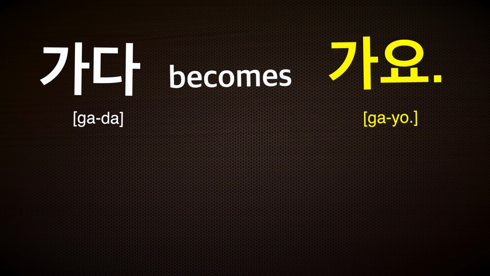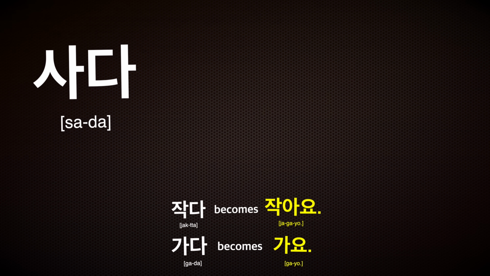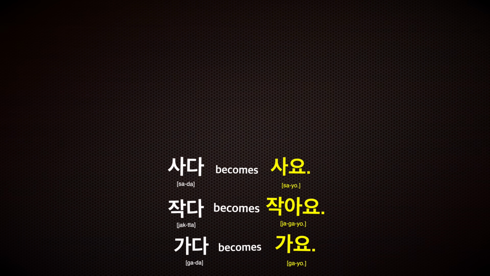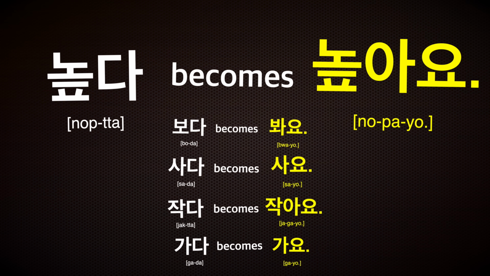가다 becomes 가요. 작다 becomes 작아요. 사다 becomes 사요. 보다 becomes 봐요. 높다 becomes 높아요. So that was the first rule. There are two more forms you need to learn, but don't worry, they're very easy, okay?